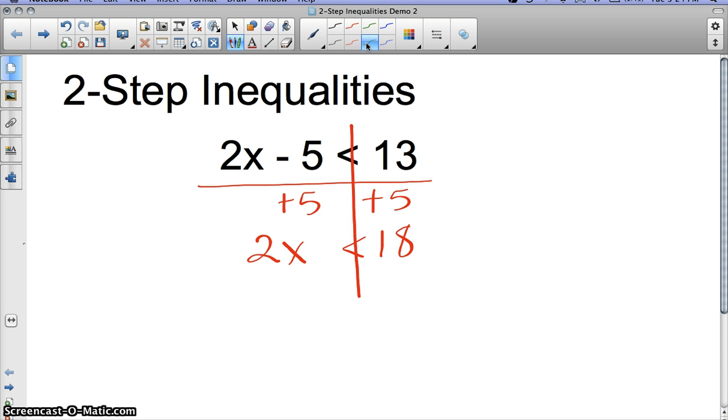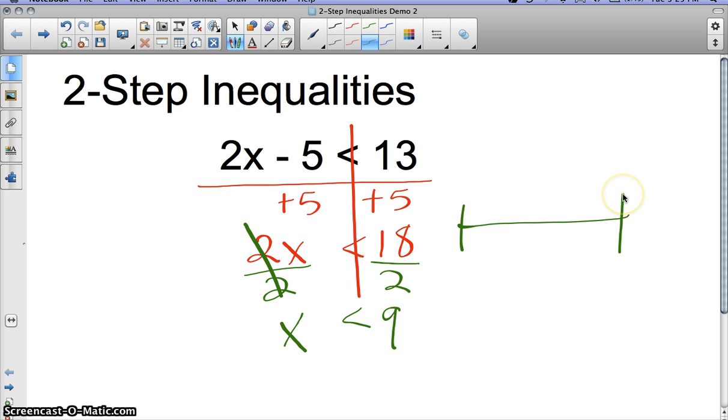Switch colors, just to keep it in line. Now we've got 2x. How do we undo 2 times x? Well, we're going to divide by 2. Both sides. Bam. X is now less than 9.